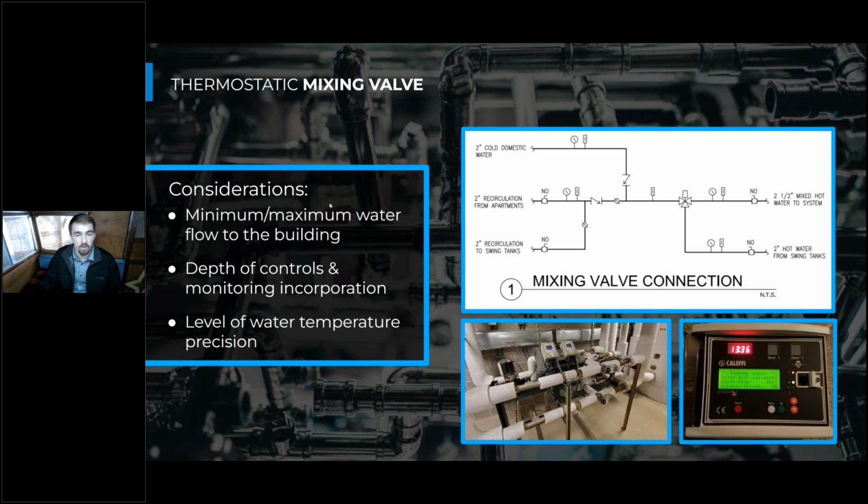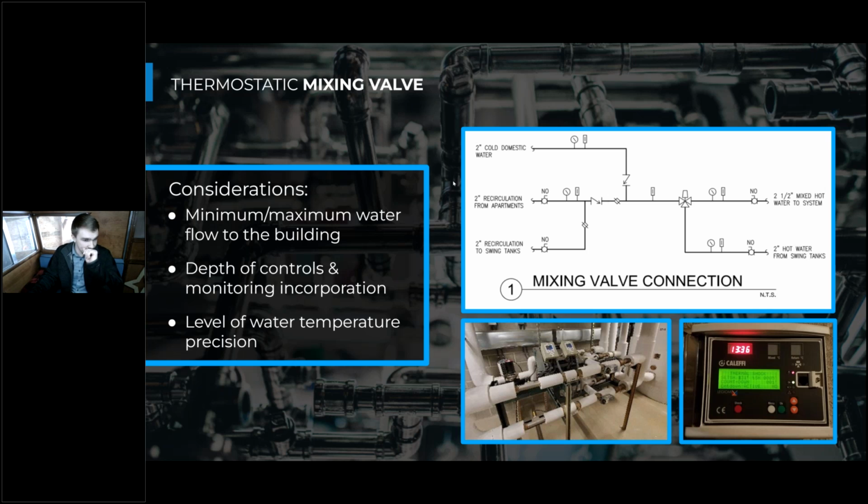So some considerations you'll want to make when detailing out a mixing valve is you'll want to consider the minimum and maximum water flows to the building. If the flow is too high through this mixing valve, it's going to cause a pressure drop that might make the pressure too low at the fixtures based off the design. But if the water flow is too low through a certain mixing valve, then it's not going to be able to target a temperature consistently.